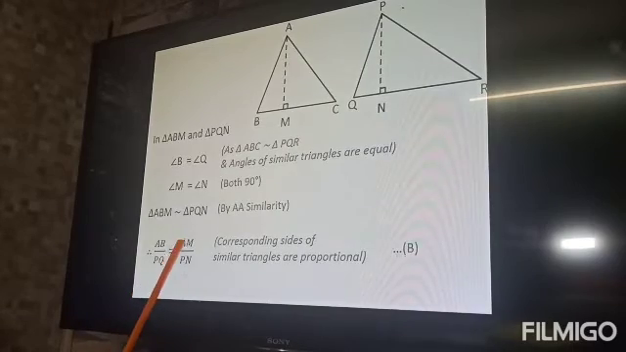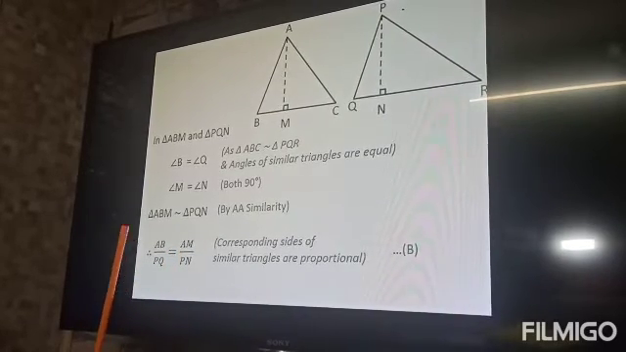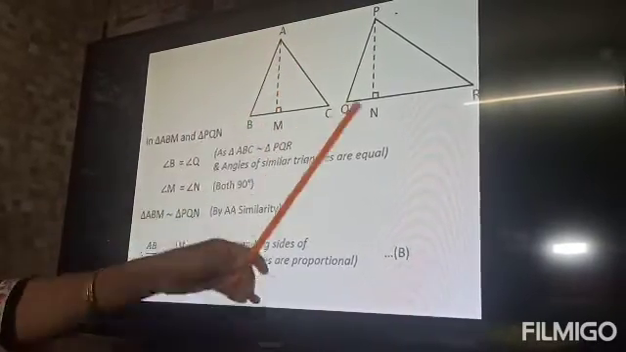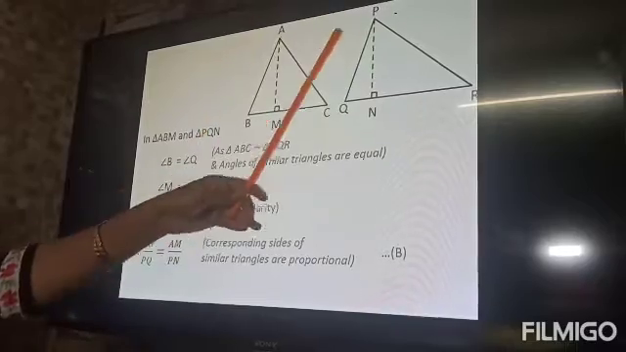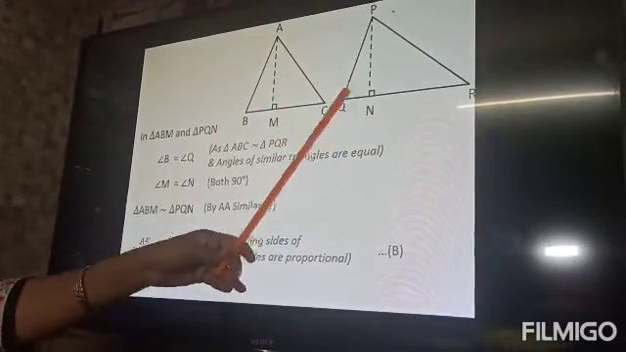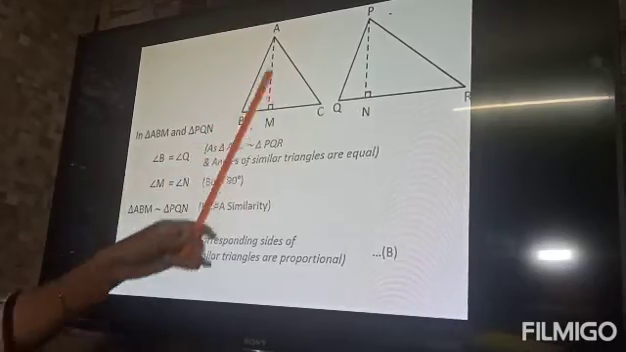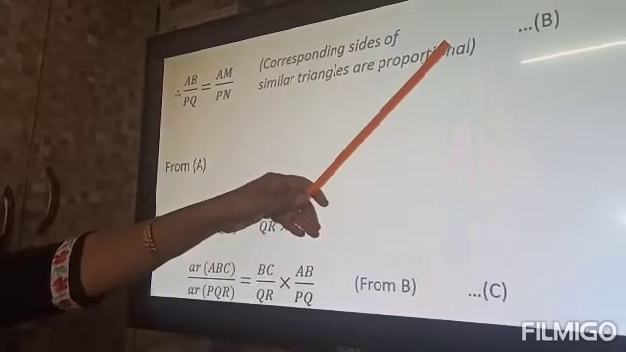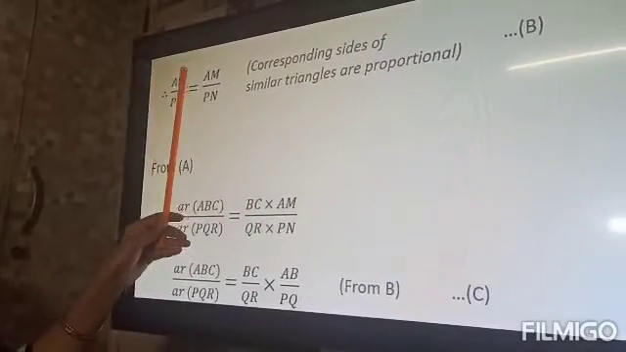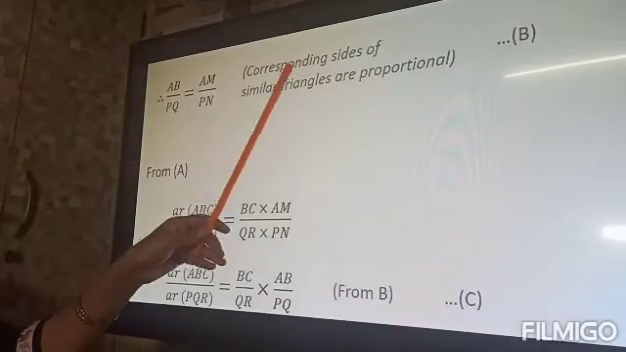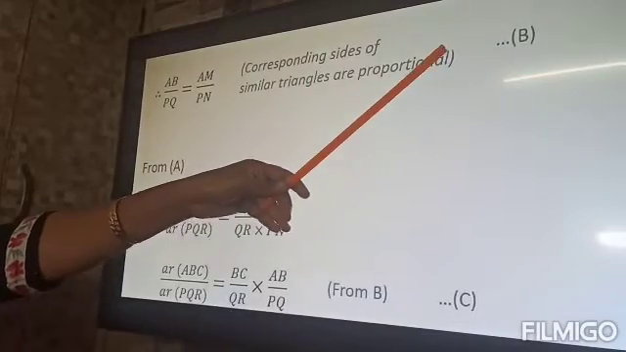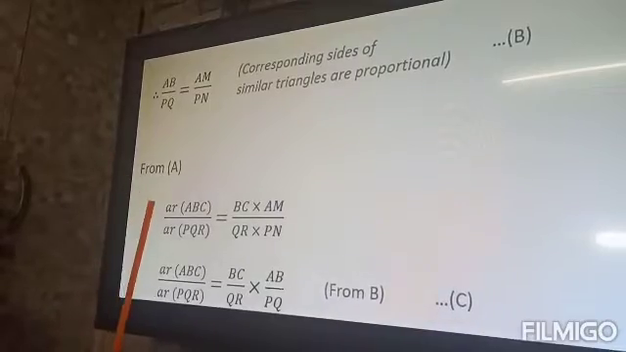AB by PQ is equal to AM by PN. Their corresponding sides are AB by PQ and AM by PN. AB corresponds to PQ, AM corresponds to PN. Therefore, AB by PQ equals AM by PN. Okay. We got equation B. This is AB by PQ is equal to AM by PN, because corresponding sides of similar triangles are proportional. Keep this as equation B. Next, from A. In equation A, what we did?